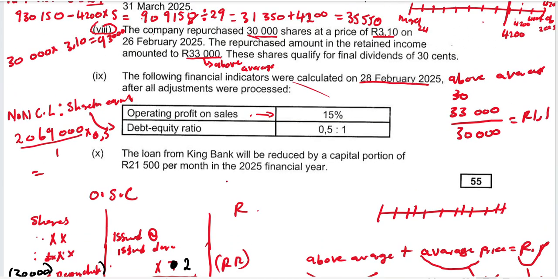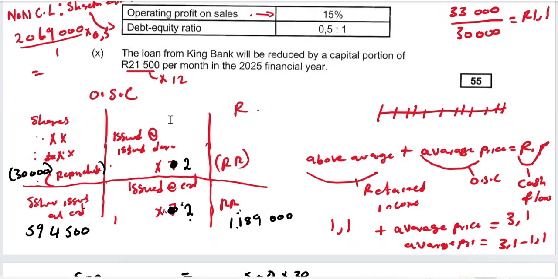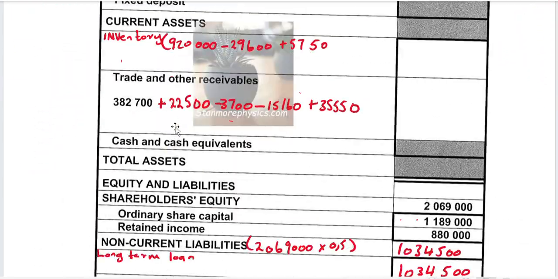The loan from King Bank. Let's circle it. They said the loan from King Bank will be reduced by a capital portion of 21,500 per month in the 2025 financial year. This is our short term loan. We multiply because they say per month. We multiply it by 12 and put it on the short term loan. 21,500 multiplied by 12.